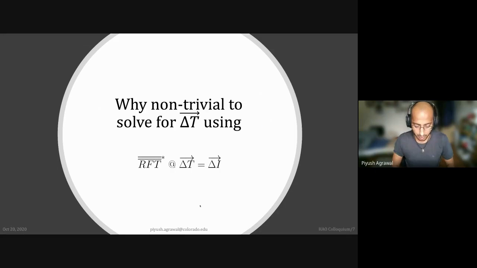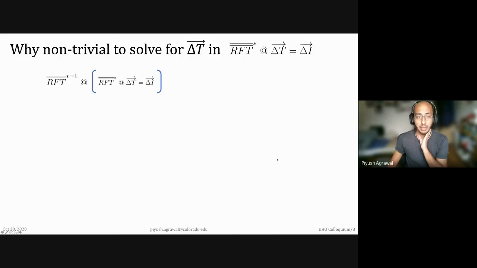In inversion problems, it's always talked about that they are highly non-trivial. So here I'll be talking a little bit about why exactly it's highly non-trivial to solve for delta T in this Ax = b equation. You would be thinking this is a simple linear system of equations. Why not just find the inverse of the response function matrix, multiply on both sides, get an identity here, and then the response function inverse times delta I will give you the delta T?